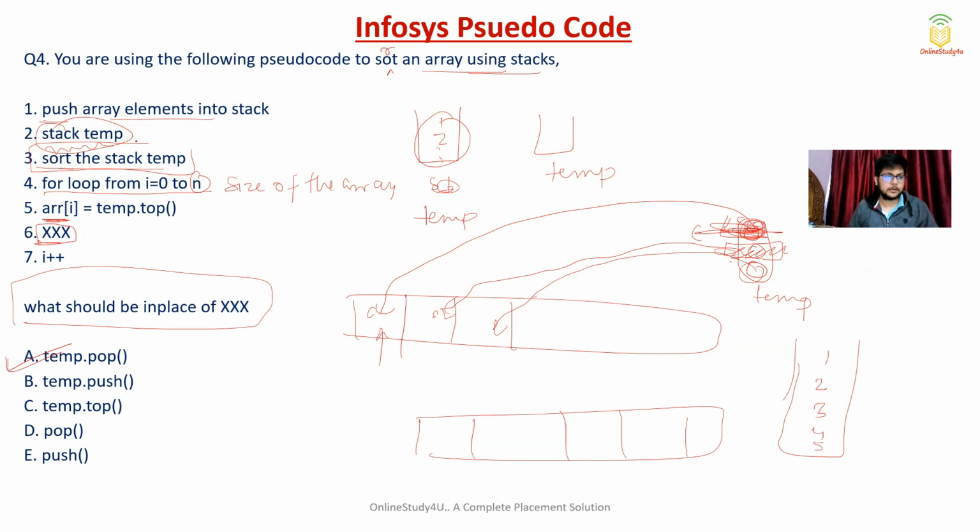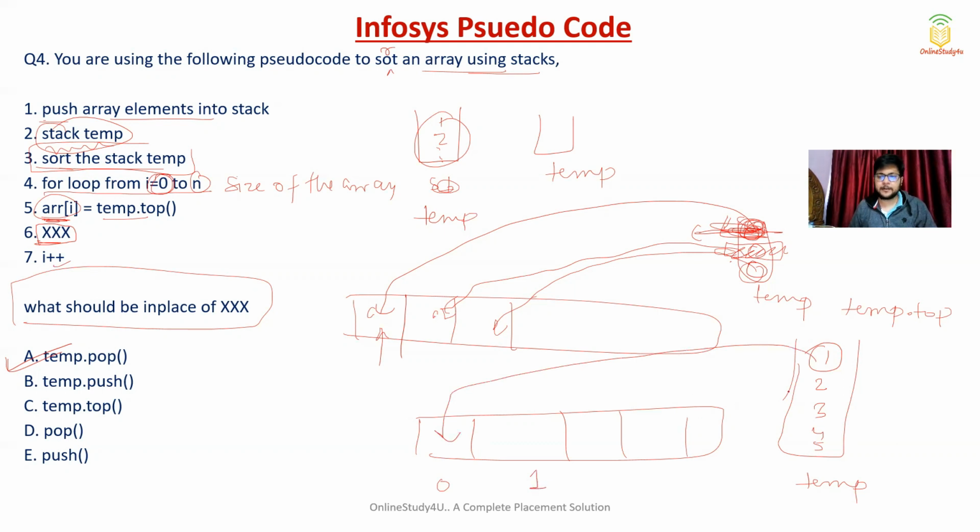So first I iterated from 0 to n, because if the size of the array is n, there will be n elements in this stack. We sorted it using some algorithm; we are not talking about how to sort it. How can we access this element? We can access it by saying temp dot top. And what we did, ARR of i is equal to temp dot top, and i is initially 0. So at ARR of 0, I put temp dot top, and then I incremented i to 1.